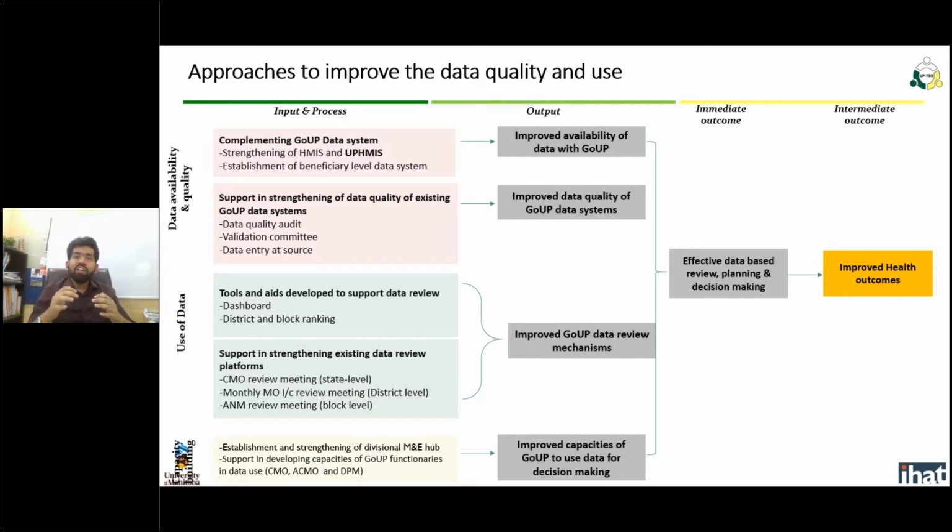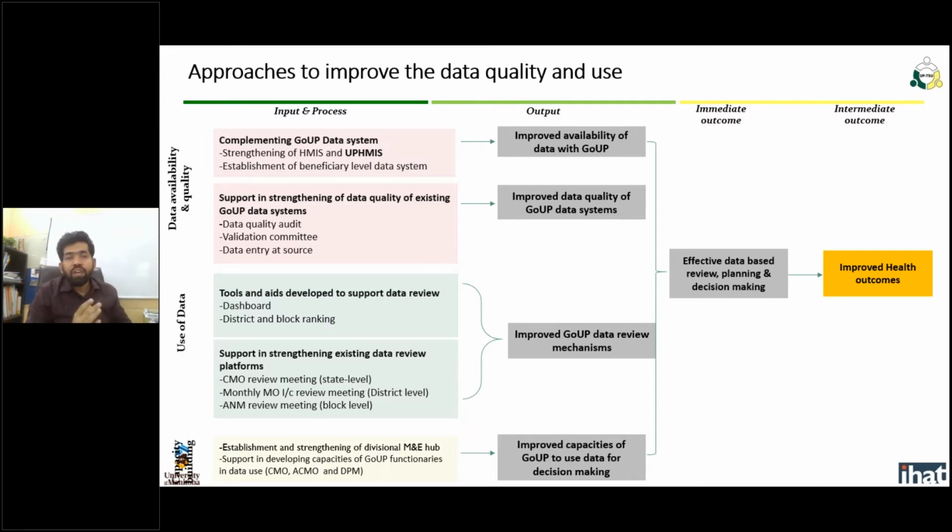The way we are working is we always see data use as an intervention that should ideally, in the end, affect the health outcome. So if we are able to have effective review and effective planning based on the data, there would be a change in the health outcome as well. So we always plan with these things in mind.